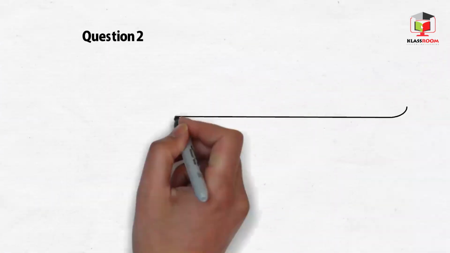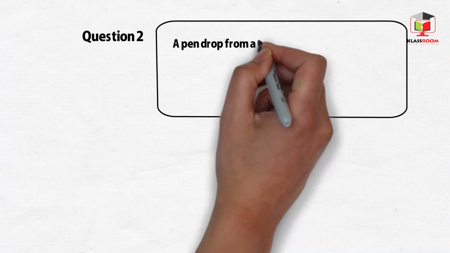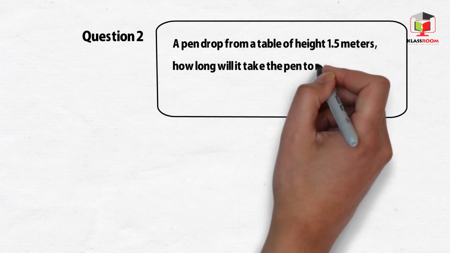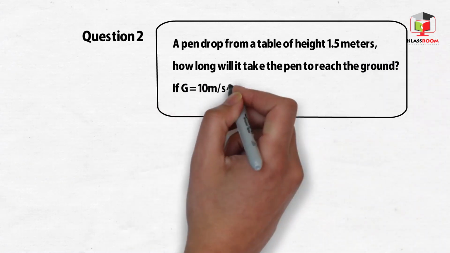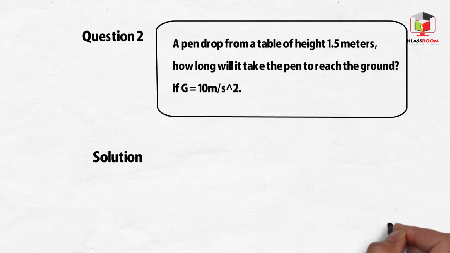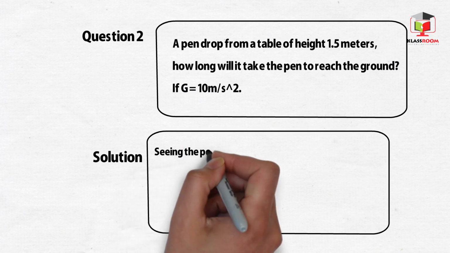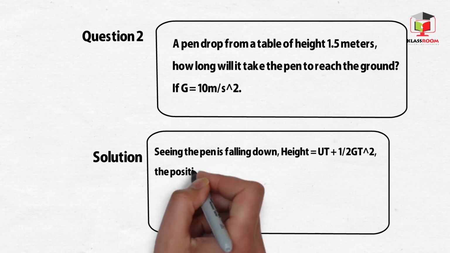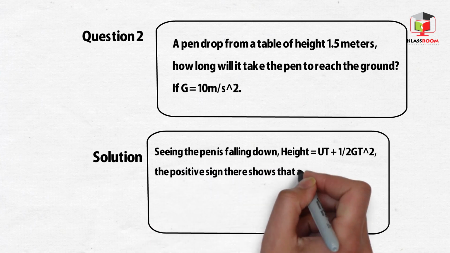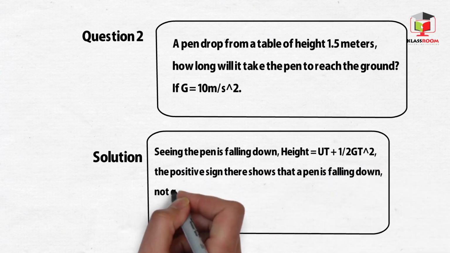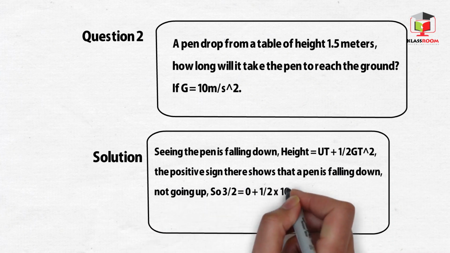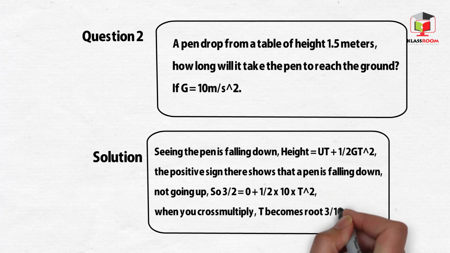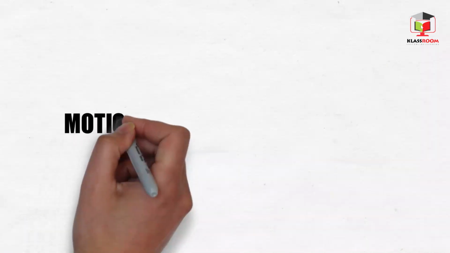Number 2. A pen is dropped from a table of height 1.5 meters. How long will it take the pen to reach the ground if g is equal to 10 meters per second squared? Solution: since the pen is falling down, height equals ut plus half gt squared. The positive sign there shows that the pen is falling down, not going up. So 3 over 2 equals 0 plus half times 10 times t squared. When you cross multiply, t becomes root 3 over 10.